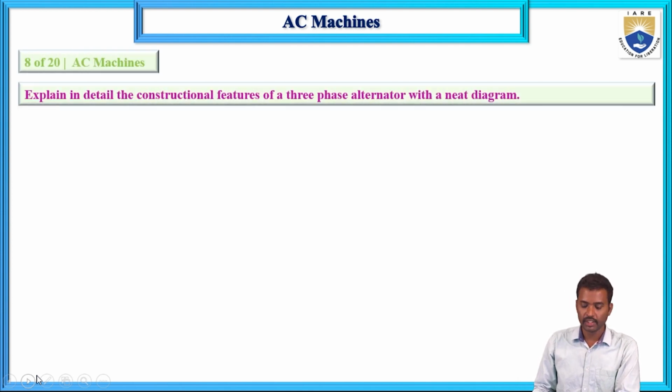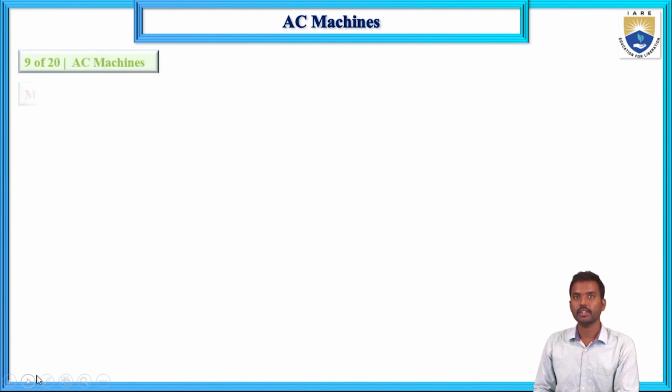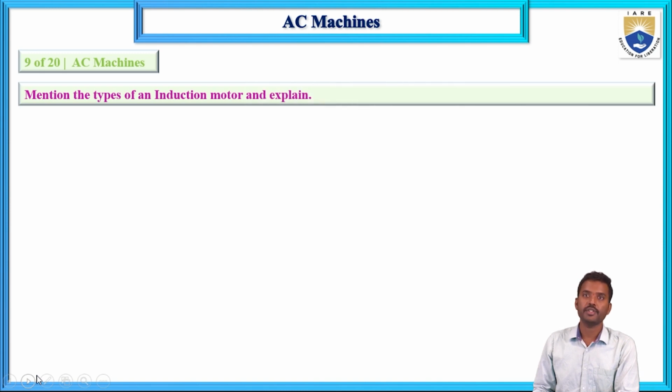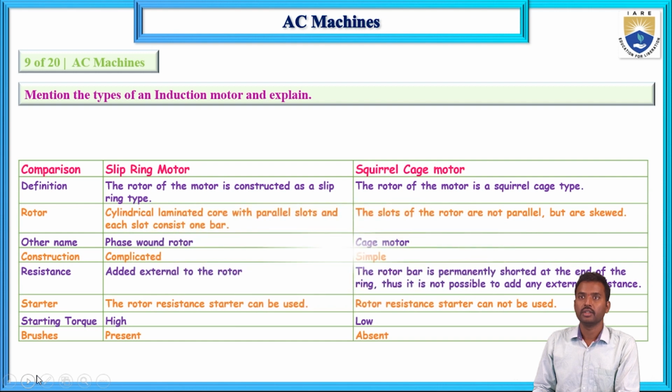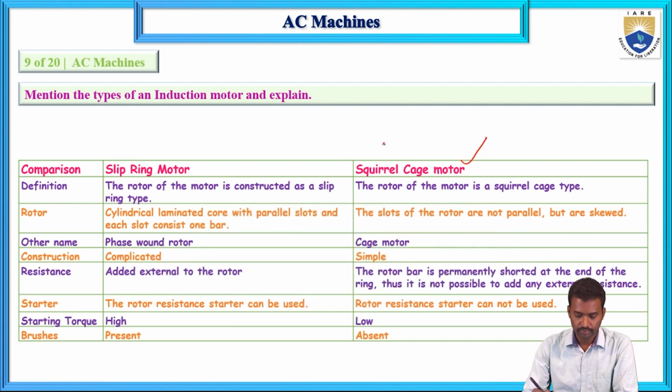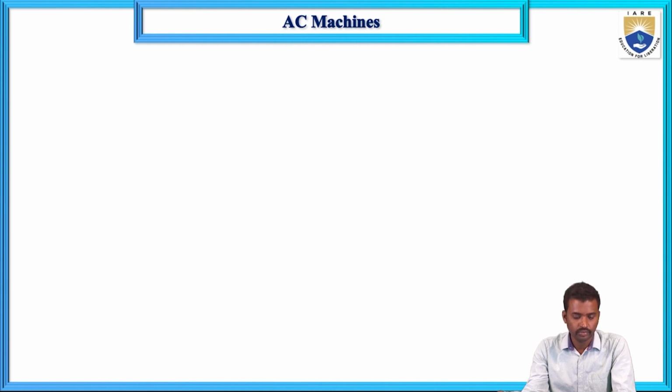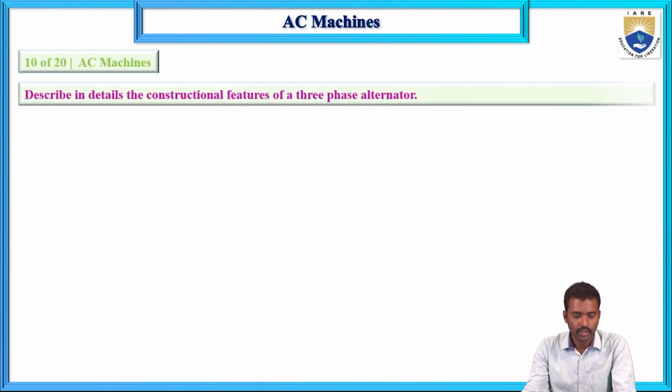Explain in detail the constructional features of three-phase induction motor and three-phase alternator. So constructional features I explained in the previous slide. Mention the types of induction motors, the same: slip ring and squirrel cage, which I explained in the previous slide. Describe in detail constructional features of the three-phase alternator. So this one is also explained.